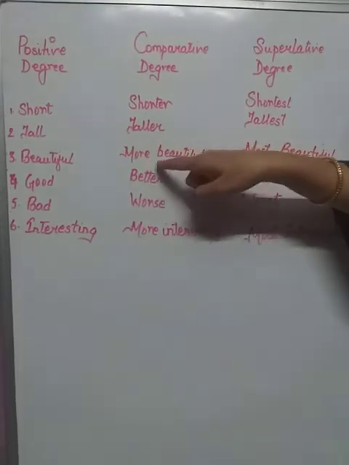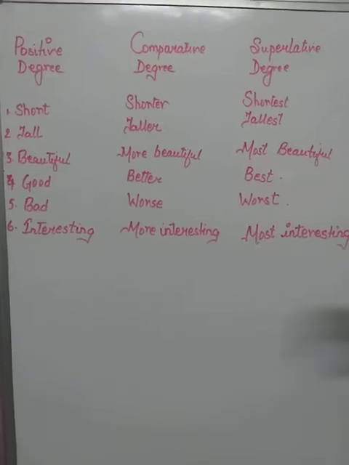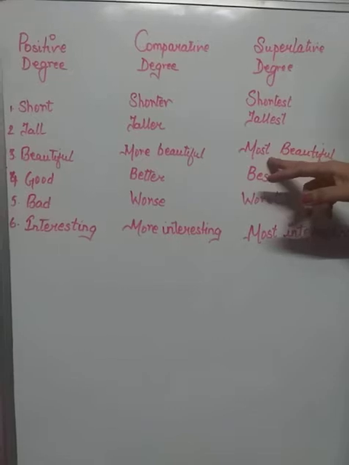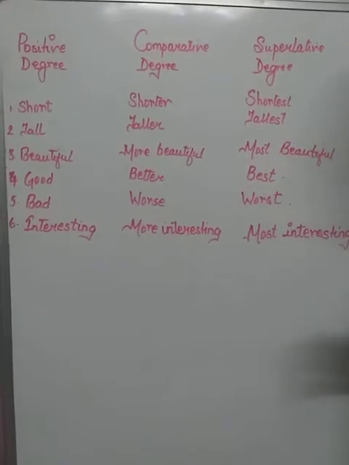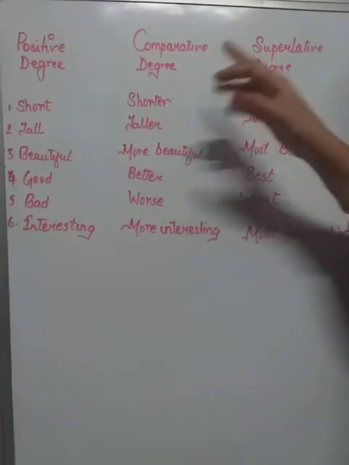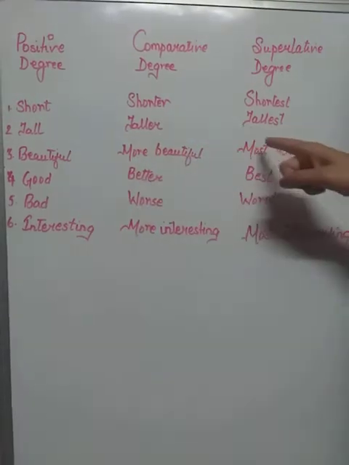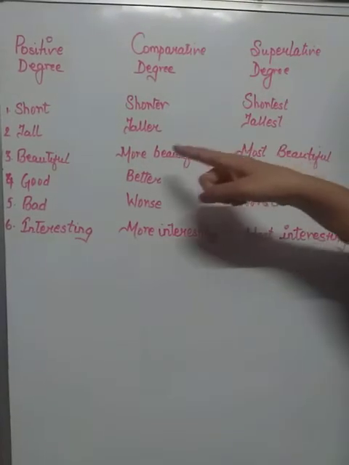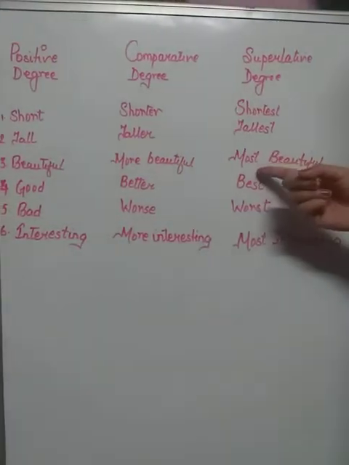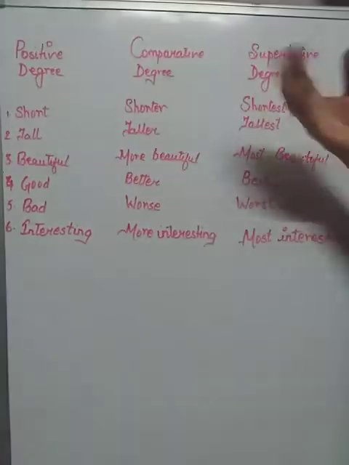Now look at this example: beautiful, more beautiful, most beautiful. How is that? Because we never say beautifuler, beautifulest. That is wrong. So there are some adjectives where you do not add er or est. Instead, you use more and most. More is used when you are comparing two, and most is used when you compare more than two.